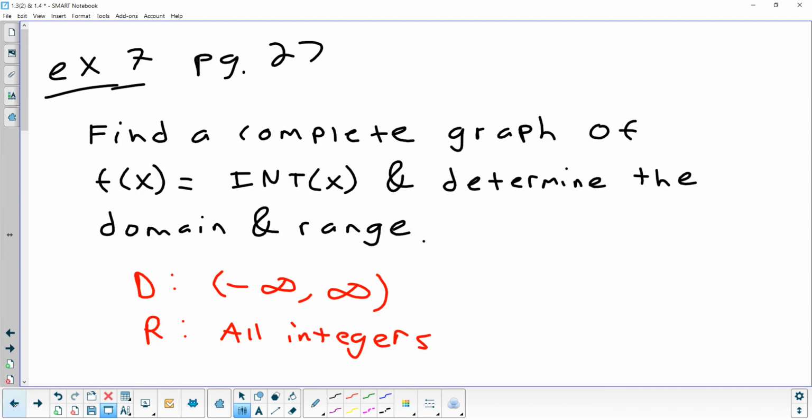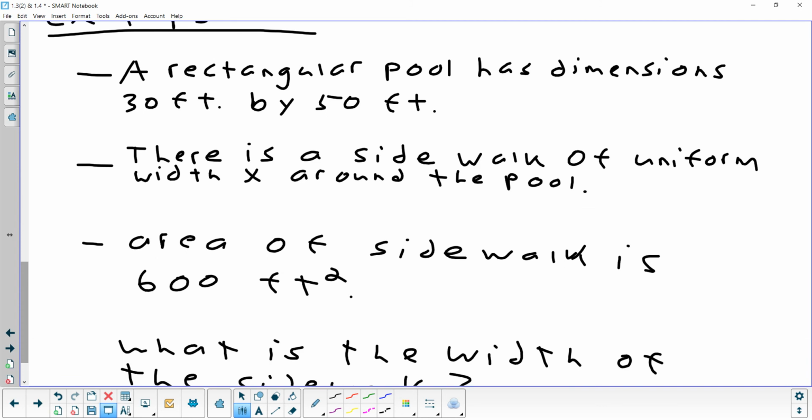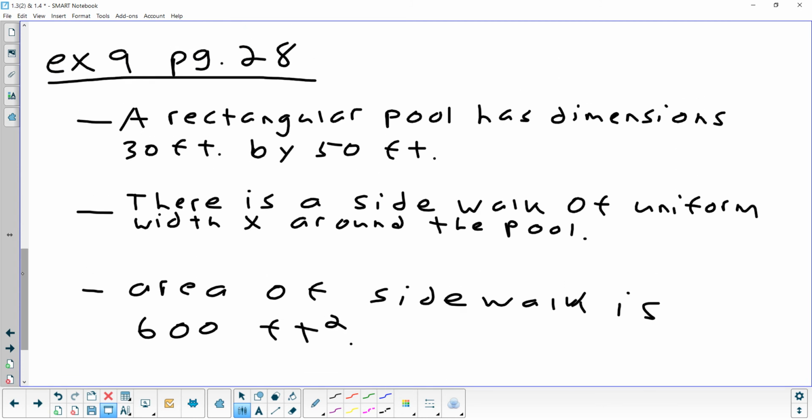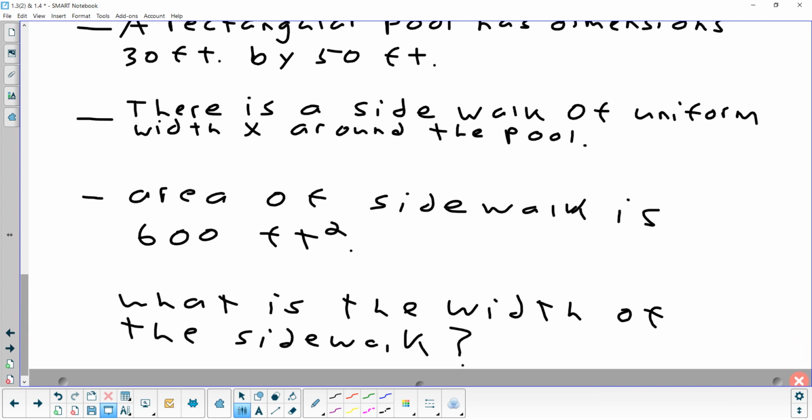Okay, so let's look at this. So it's a word problem. And I just kind of wrote down some of the important things. It says we have a rectangular pool with dimensions 30 by 50. There's a sidewalk around the pool that's the same width all the way around. And the area of the sidewalk is 600 square feet. What's the width of the sidewalk?